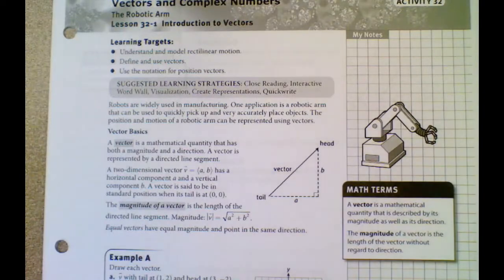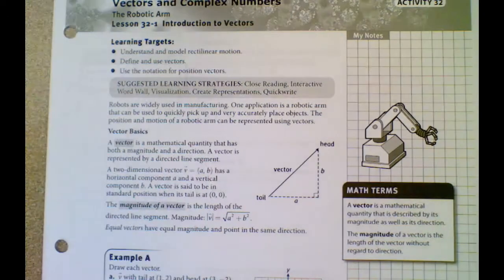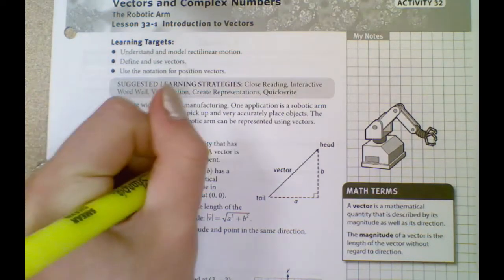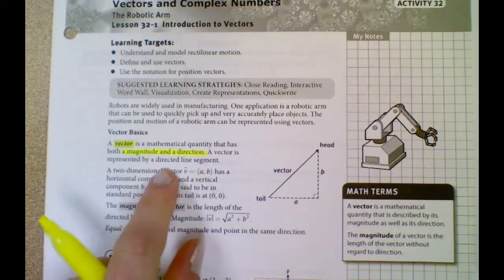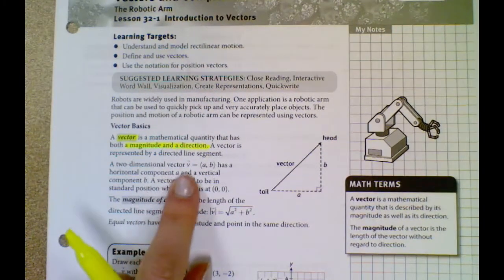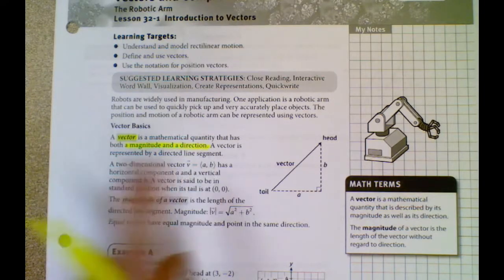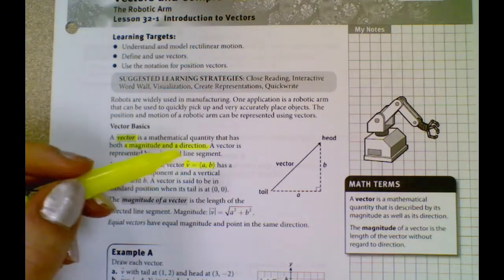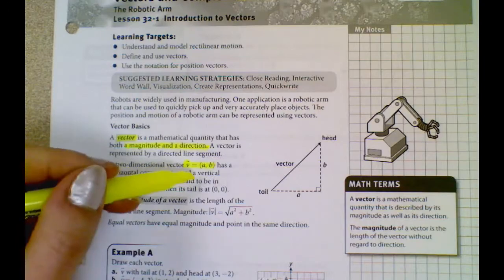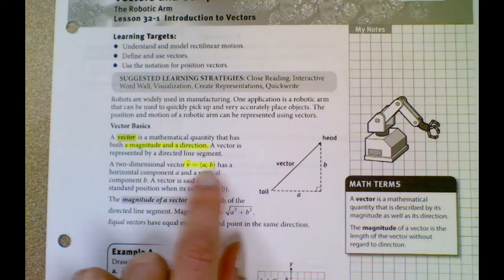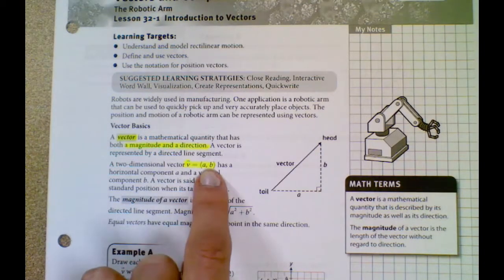So a vector is a mathematical quantity that has both a magnitude and a direction. A vector is represented by a directed line segment. So this is a vector. A two-dimensional vector V can be labeled as this. That's vector form. This means that it has a horizontal component a and a vertical component b. So this is the horizontal component, that's that value, and the vertical component is this b value right here.